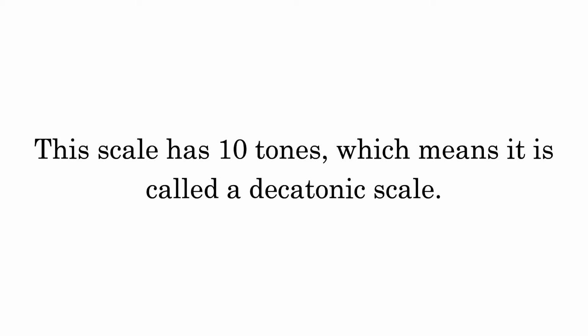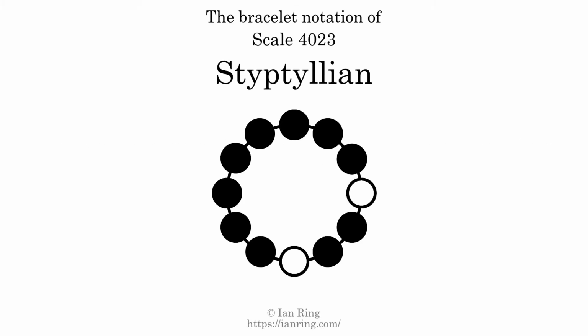This scale has 10 tones, which means it is called a decatonic scale. This is a bracelet notation diagram of scale 4023. The shaded circles represent tones that appear in the scale, and they are read clockwise, starting at the top.